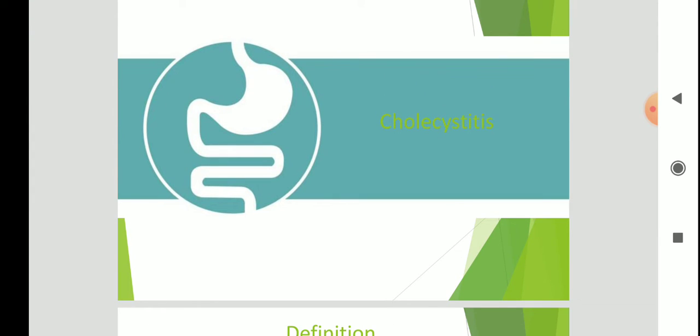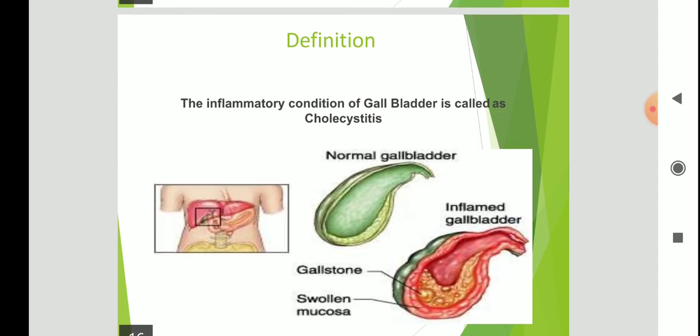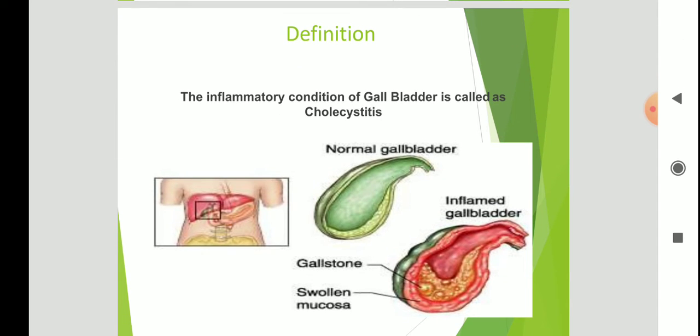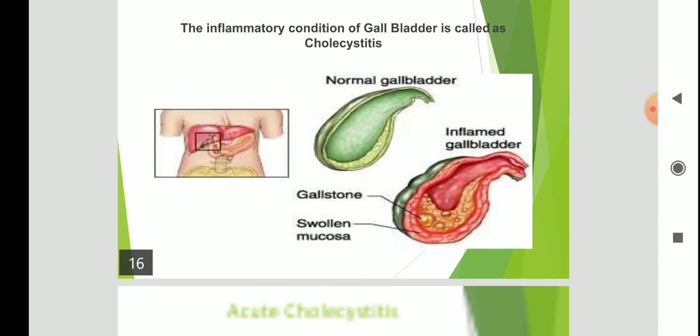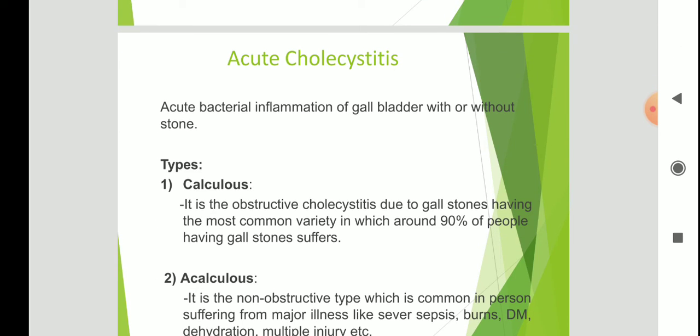Cholecystitis. Here we deal with acute cholecystitis and chronic cholecystitis. As the name indicates, this is the inflammation of the gallbladder. The inflammatory condition of the gallbladder is called cholecystitis. See that inflamed gallbladder schematic diagram. Commonly due to gallstones, the swollen mucosa. This is a pear-shaped organ.